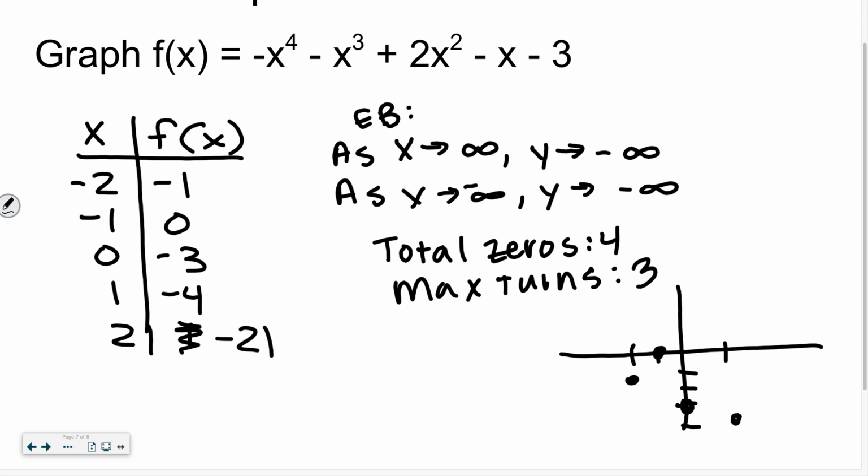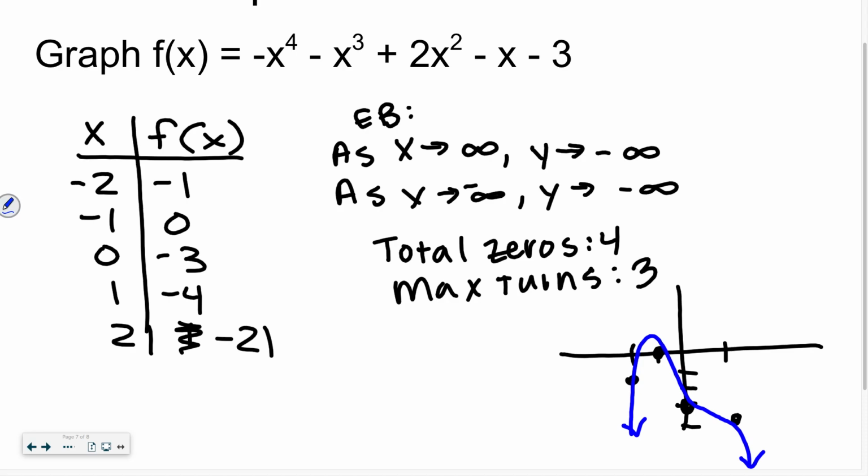Just makes life easier. Okay, now I gotta make sure my left side is falling and my right side is falling. So I'm just gonna imagine what happens. Coming up, turning. I get through this point. Okay, I'm good. I got through all the points, didn't I? My end behaviors are both going down. Did I have 4 zeros? Yeah. Did I cross the x-axis 4 times?